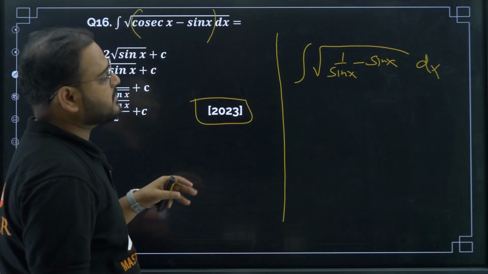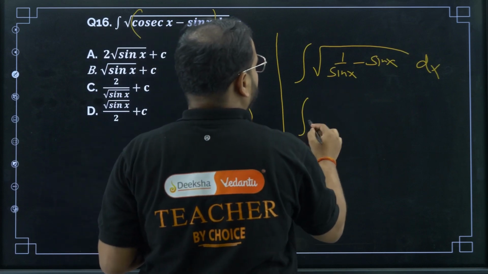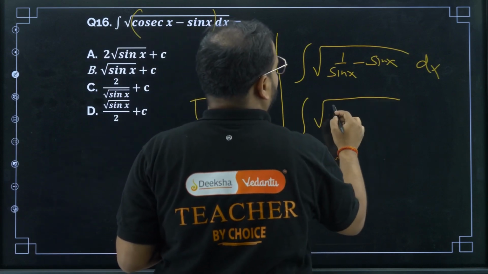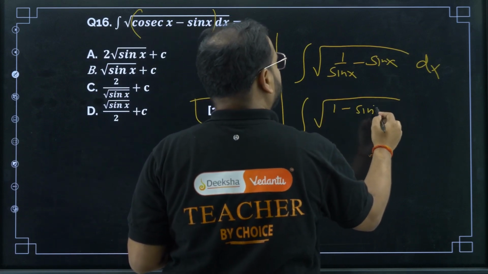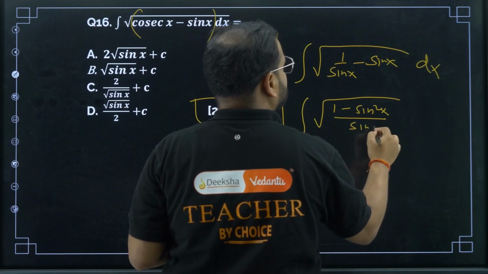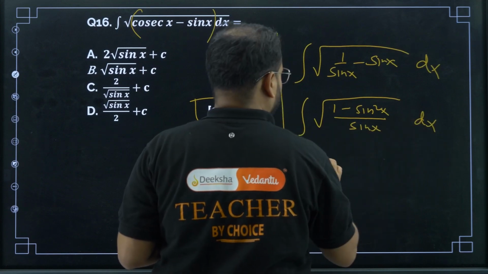So that was my typing mistake. If I take it over here, it will become what? It will become 1 minus sin square x upon sin x dx. It will become what?